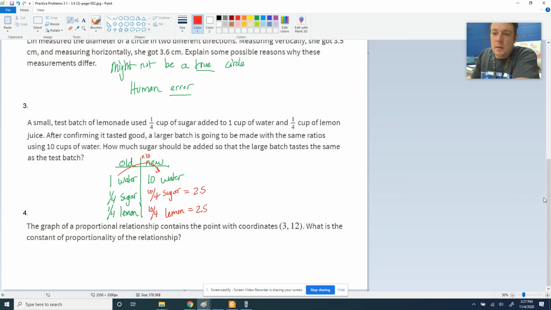All right, last thing. The graph of a proportional relationship contains the point coordinates 3, 12. What is the constant of proportionality of this relationship? Well, if you have an XY table to show when X is 3, and Y is 12, you can find your constant by simply dividing these two numbers to see that the constant is 4. So 4 is our answer there.